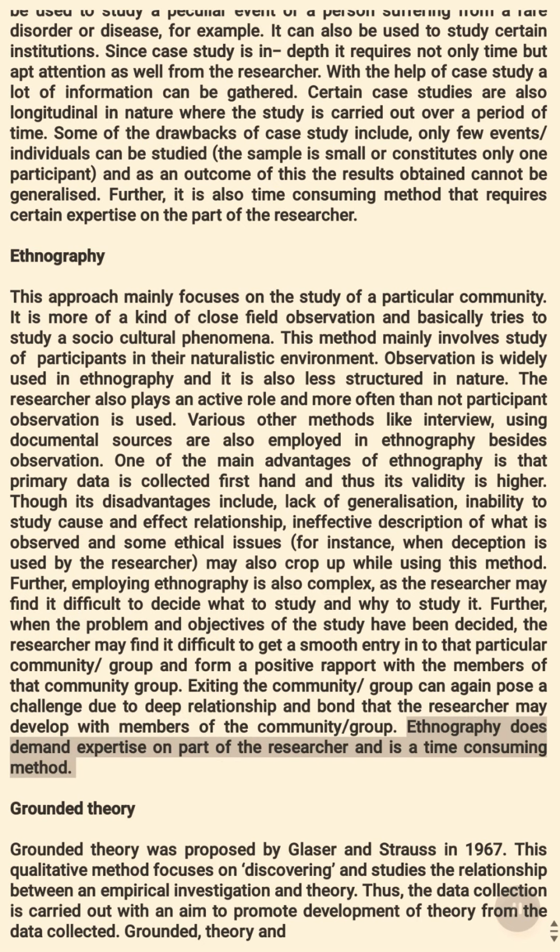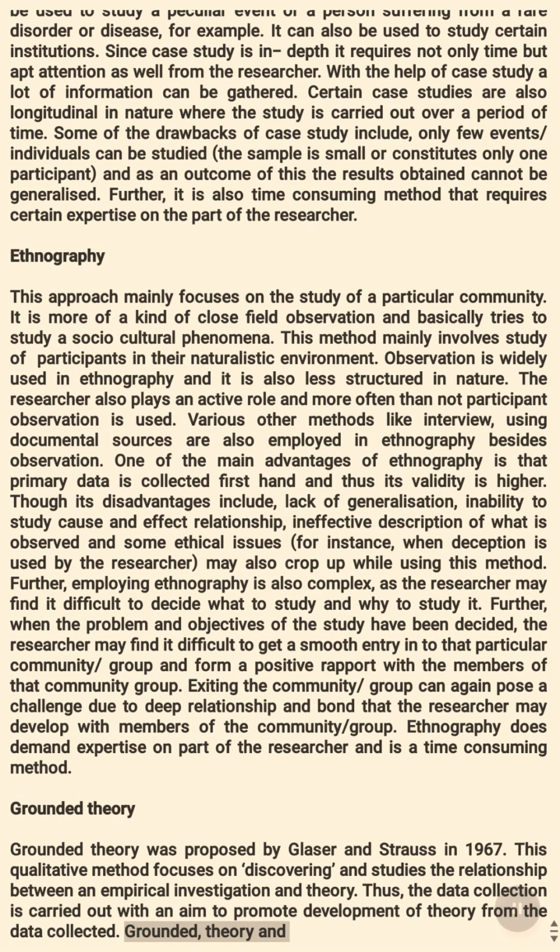Ethnography does demand expertise on part of the researcher and is a time-consuming method. Grounded theory. Grounded theory was proposed by Glaser and Strauss in 1967. This qualitative method focuses on discovering and studying the relationship between an empirical investigation and theory. Thus, the data collection is carried out with an aim to promote development of theory from the data collected.